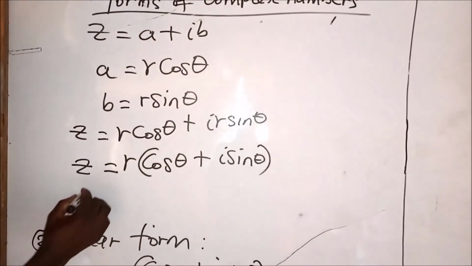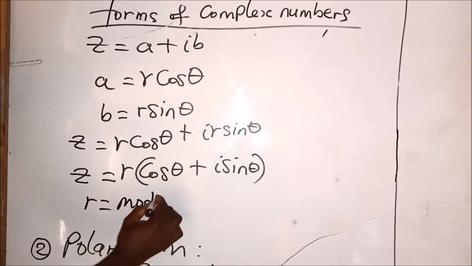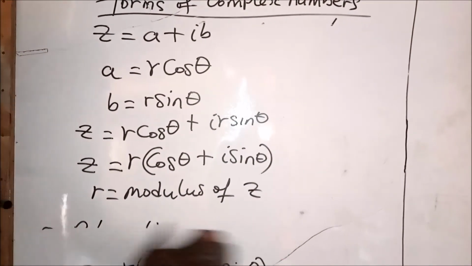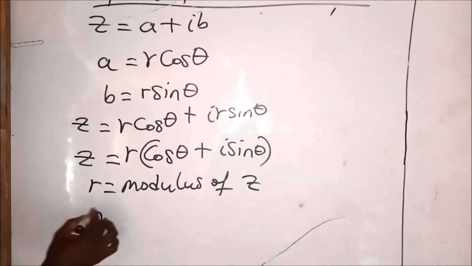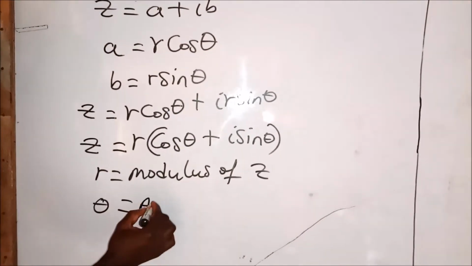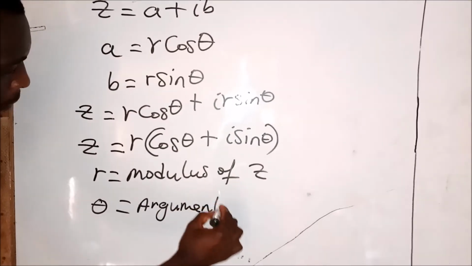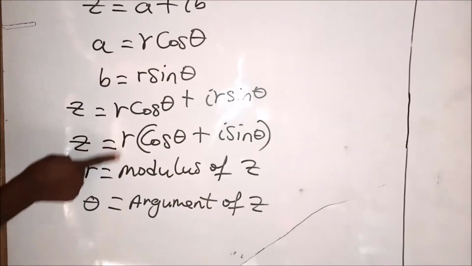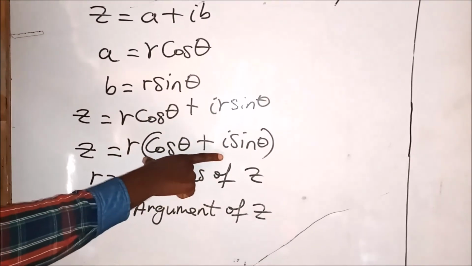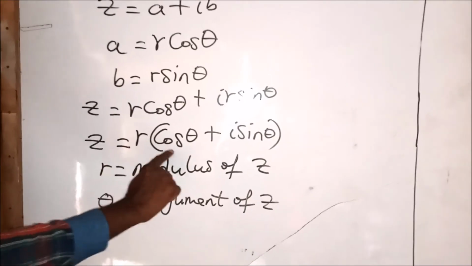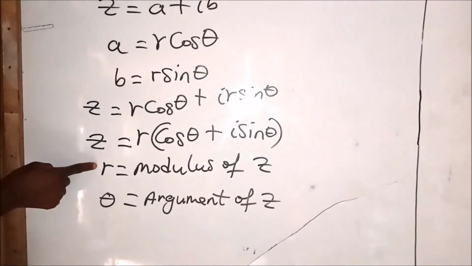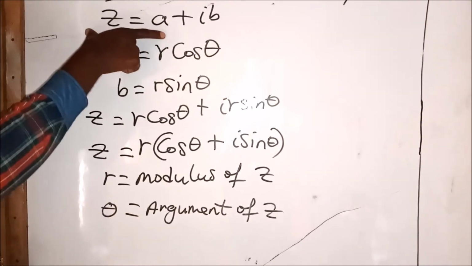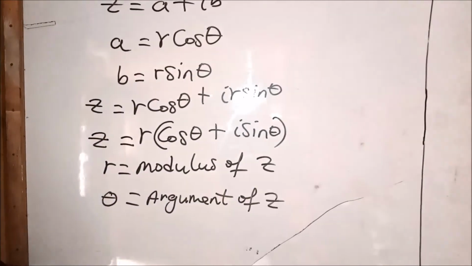Now the r here is known as the modulus of the complex number z, while the theta here is known as the argument of z. Now when we solve to get our r and our theta, we can now substitute into this, and we now have r cos theta plus i sin theta. So when we get r and theta, we can convert our complex number from rectangular form to the polar form.